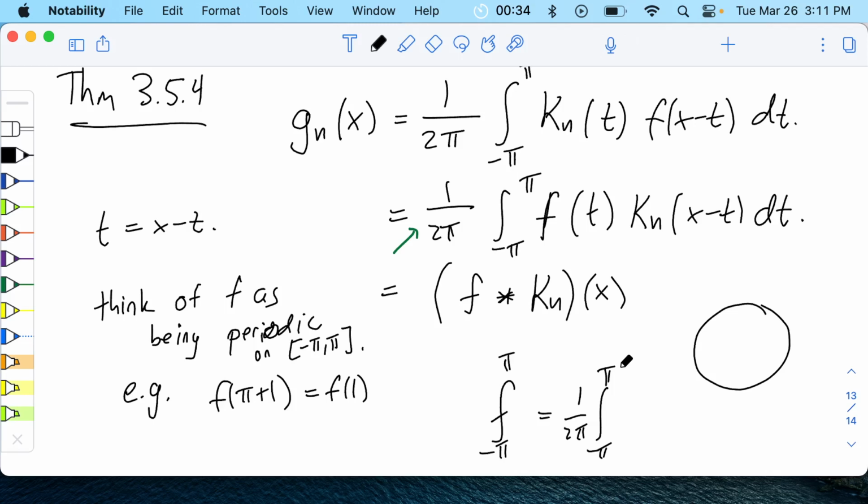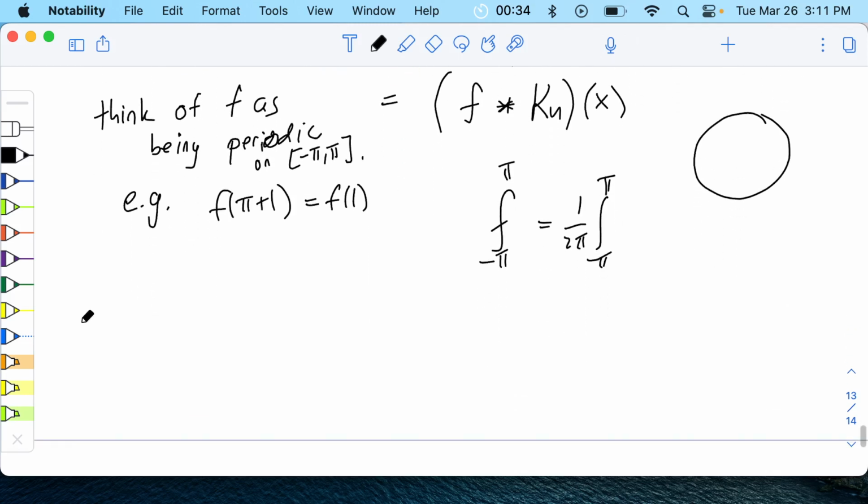So instead of integrating against f of t and then doing kappa_n of some nasty stuff, I'm integrating kappa_n of t and then I'm shifting f by just a little bit. Okay? And the reason I'm doing this is because now, if you write down g_n of x minus f of x, it's going to be something that looks very promising.